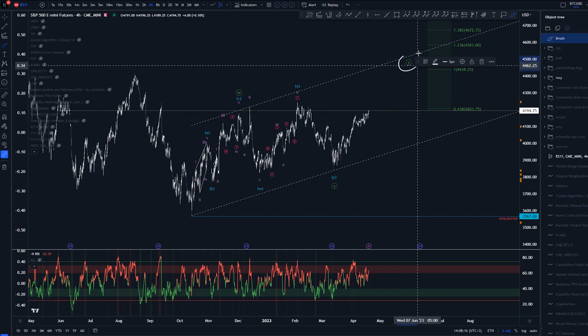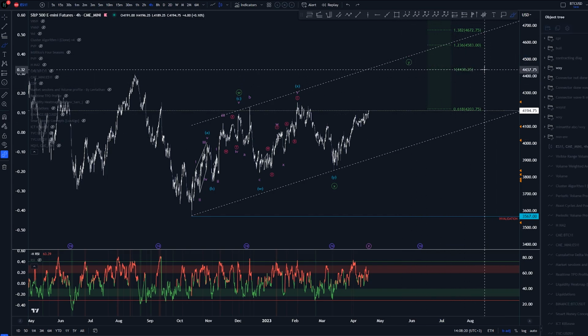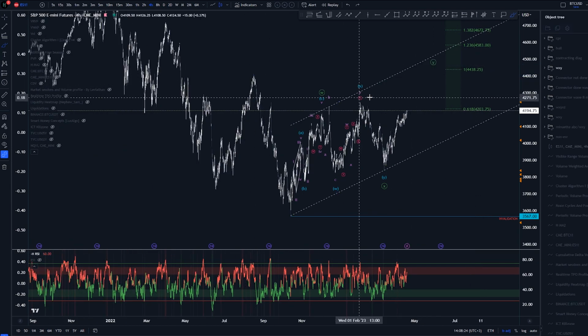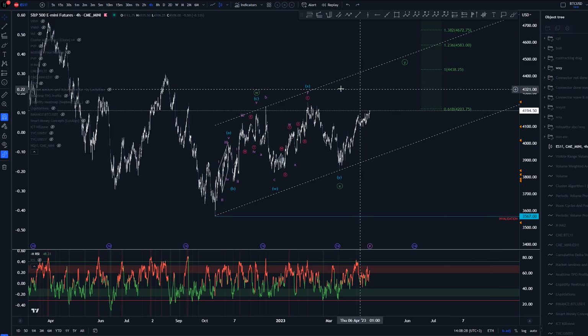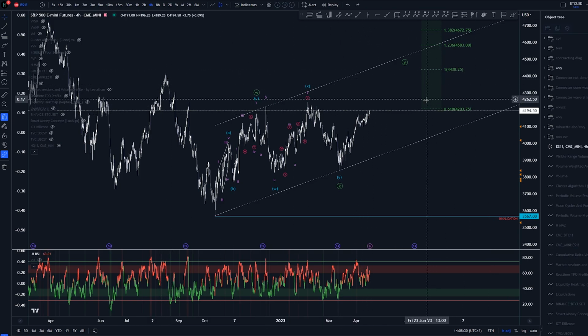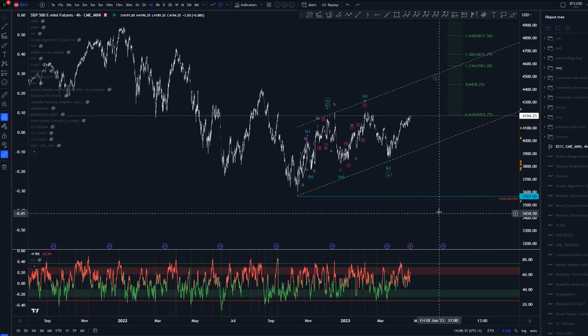And then we would be looking for wave Y here to hit the 1-to-1 extension, 4,438. That would again take out the previous highs here. And that would get us beyond the previous liquidity pool, and then again have the possibility of coming down.